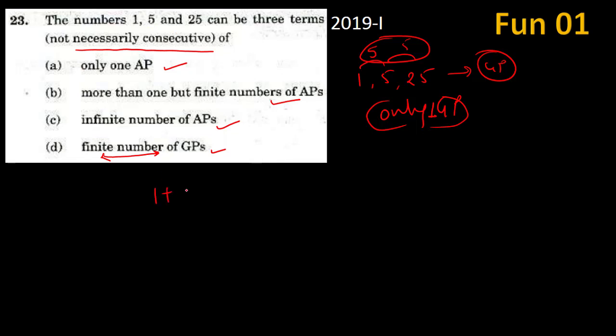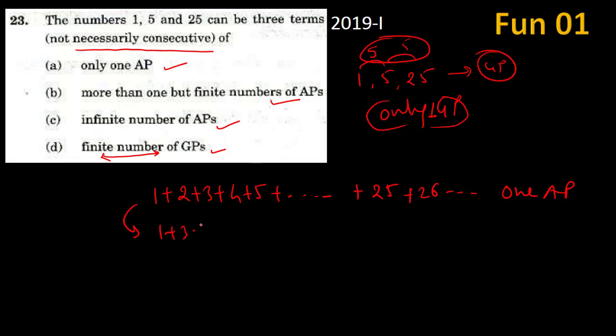If I take these numbers like 1, 2, 3, 4, 5, and so on, you will get somewhere 25, 26 and so on. So this is 1 AP, no doubt, it is an AP. But if I take another AP like this, 1, 3, 5, odd numbers, you will again definitely get an AP. So this is another AP. So this option is not right, because I am getting more than 1 AP here. Now see, can it be a finite number of APs?